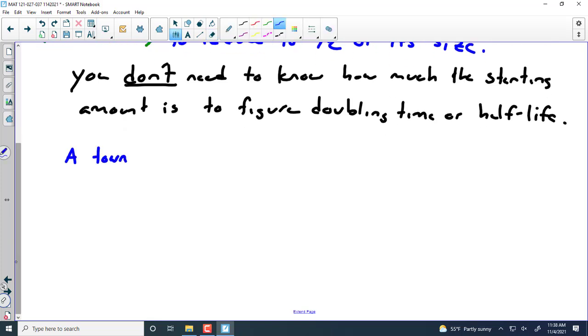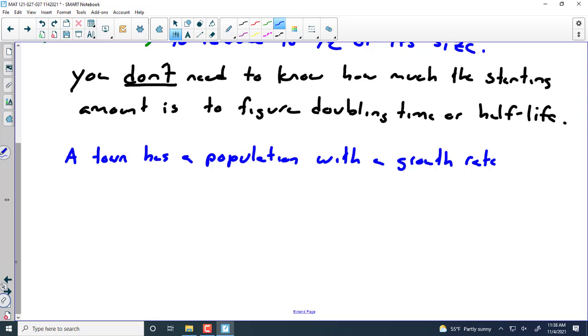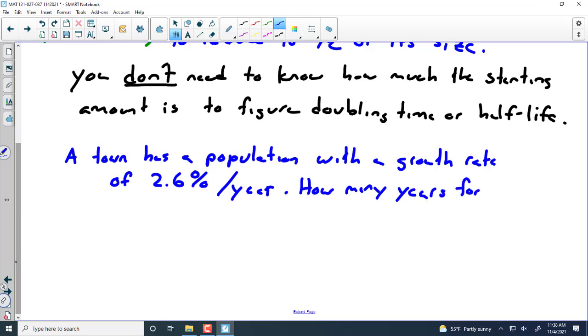A town has a population with a growth rate of 2.6% per year. How many years for the population to double?